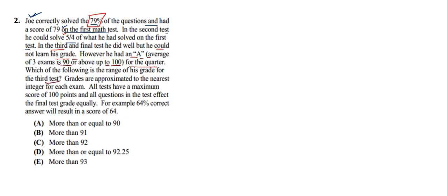Now, we need to check which of these ranges is the perfect definition for the third test's marks. Now, grades are approximated to the nearest integer for each exam. So, this is a very important statement because this can change our answer. That is, for each exam, we need to take the nearest approximated integer. Now all tests have a maximum score of 100 points and all questions in the test affect the final test grade equally.